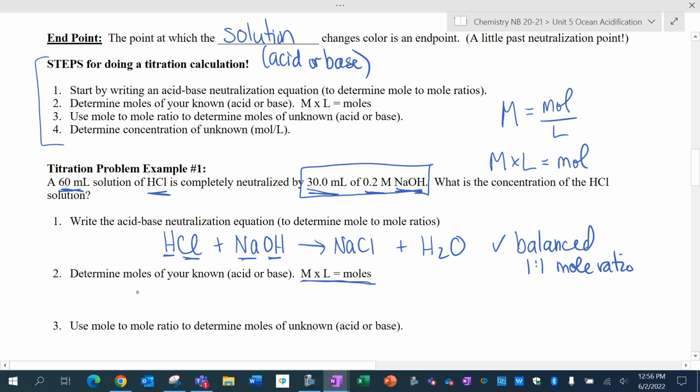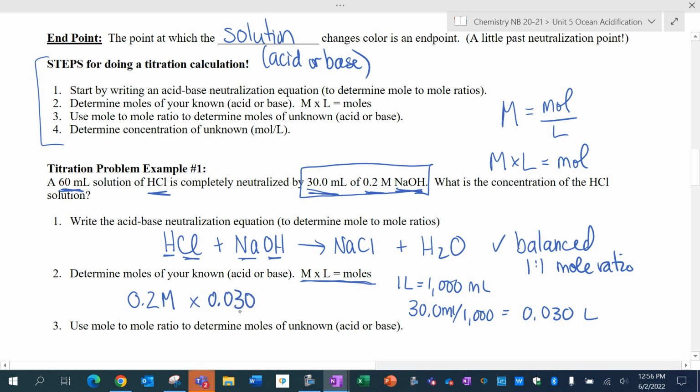So if I take my molarity, 0.2 molar, and my volume is 30 milliliters, well, it's important to know that 1 liter is 1,000 milliliters. So to find out how many liters that is, I have to go like this, 0.03. So 30 milliliters is 0.03 liters. Don't forget to convert your milliliters into liters when you're doing this type of calculation.